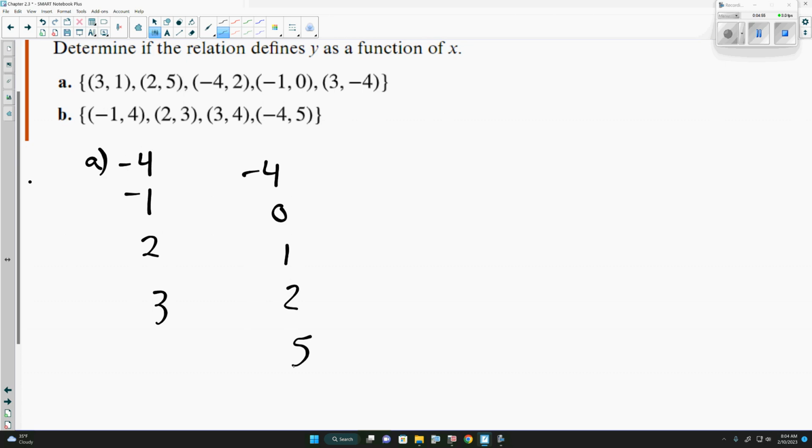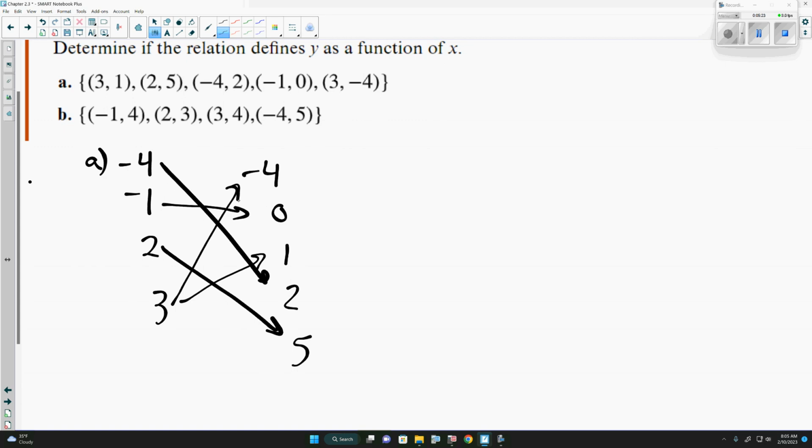And I'm doing a map. A mapping is just taking the domain and range, setting them next to each other, and drawing arrows connecting them. So we know 3 is connected to 1. 2 is connected to 5. -4 is connected to 2. -1 is connected to 0. And 3 is connected to -4.